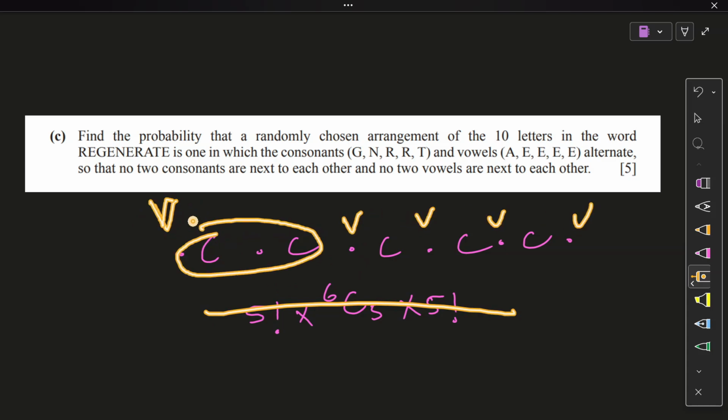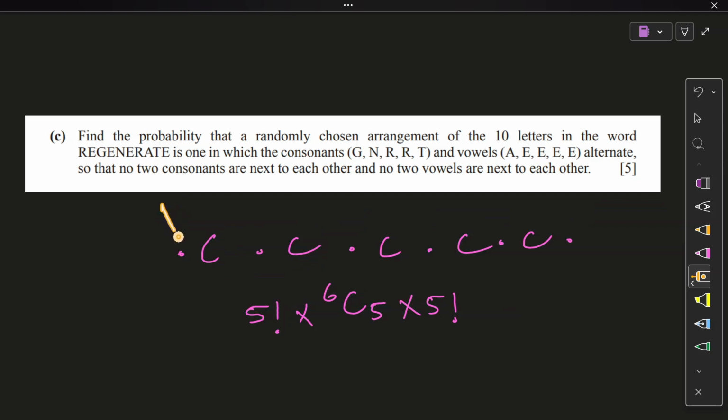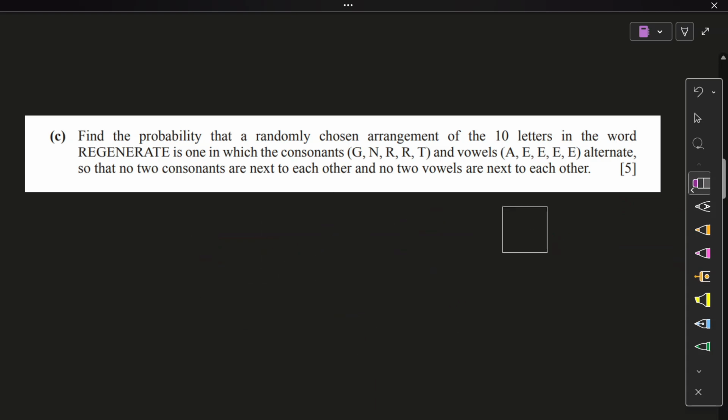A case could be like this as well. Something like this could also happen. 1, 2, 3, 4, 5. And these two consonants will be together, which fails the condition that no two consonants are to be next to each other. So that's something we need to take care of. So let's do this again.